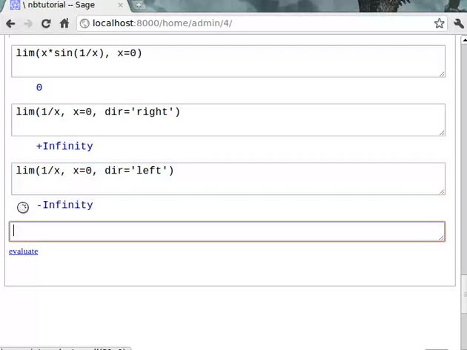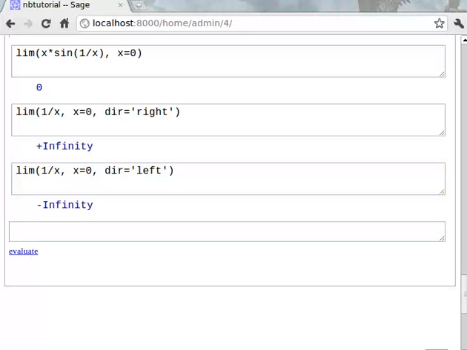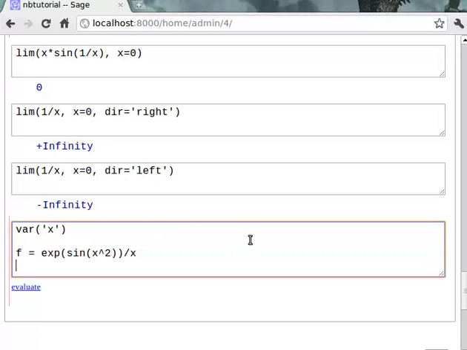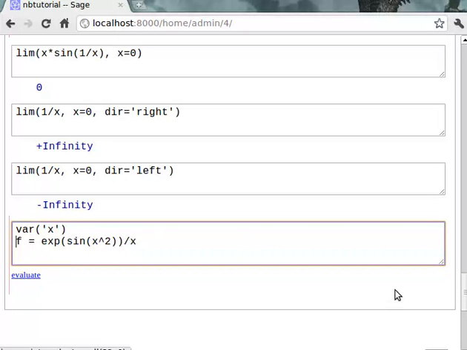Let us see how to perform differentiation using Sage. We shall find the differential of the expression exp within brackets sine into x square by x w dot r dot t x. For this, we shall first define the expression and then use the diff function to obtain the differential of the expression. That is, you can type var within brackets in single quotes x, then next line f is equal to sine within brackets sine x square by x, and then third line you can type diff within brackets f comma x.